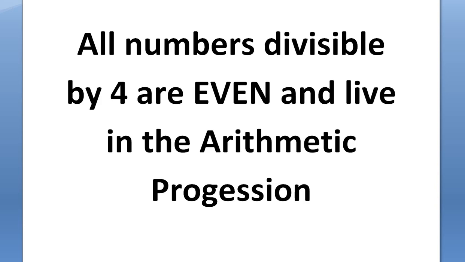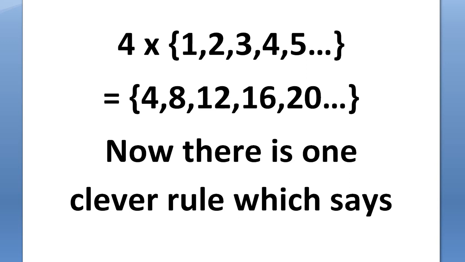So all numbers divisible by 4 are even and live in the arithmetic progression 4 times 1, 2, 3, 4, 5, equals 4, 8, 12, 16, 20. So that's an arithmetic progression. First term 4, common difference 4. That includes every single number that is divisible by 4. They all appear exactly once, none are left out.